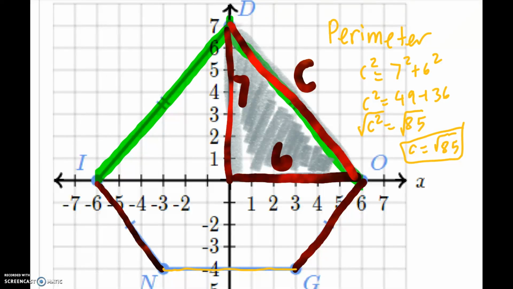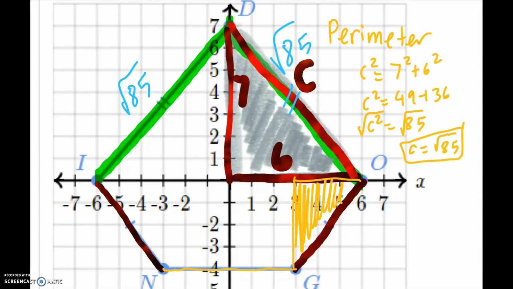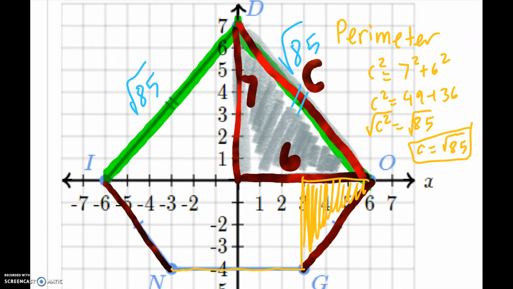C is actually DO. If this is radical 85, since they are congruent, it was given that they are congruent, the other side must be radical 85. I just want to create a similar right triangle right here. And I just made this yellow triangle here. And then from 6 to 3, actually, one leg is 3. The other leg is 4.